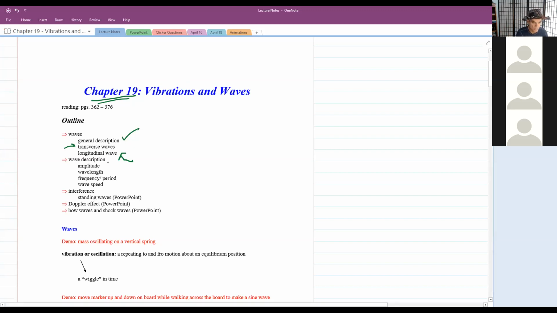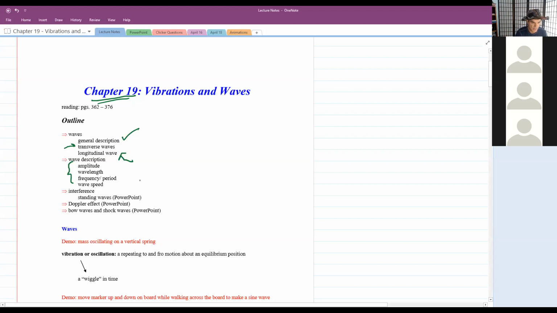And then we have different things that we use to describe a wave. If I'm looking at just an object, I might describe the position of the object, the acceleration of the object, the speed of the object. In terms of waves, there are four main things that we look at: the amplitude, wavelength, frequency and period, and wave speed.